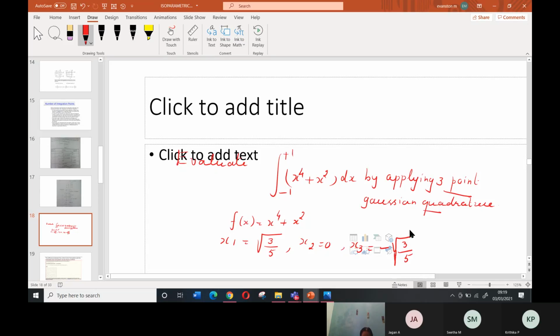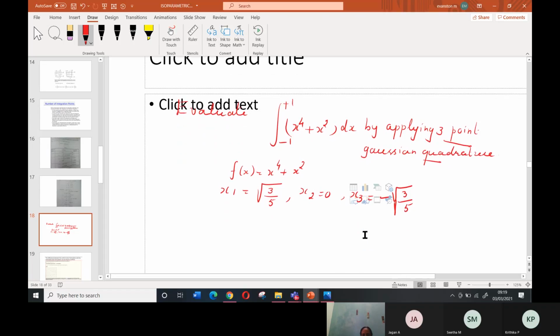What about the weight function? W1 is equal to 5 by 9. W2 is equal to 8 by 9. And W3 is equal to 5 by 9.